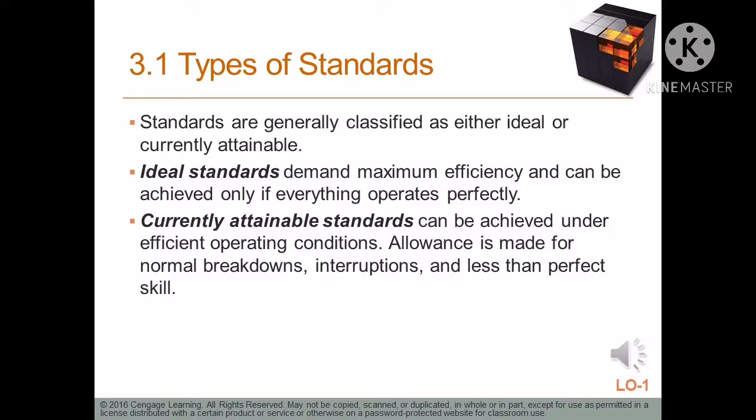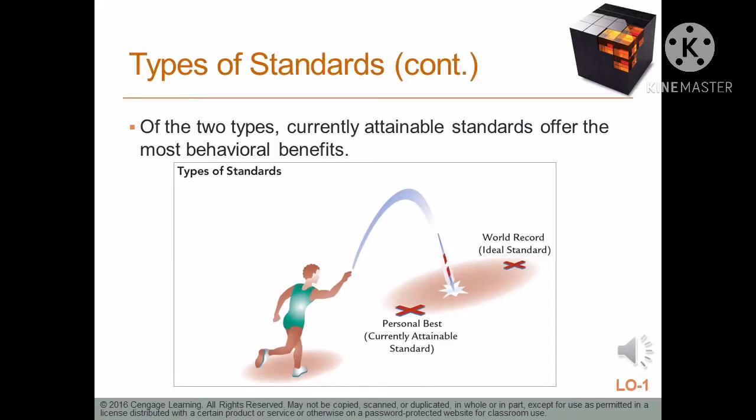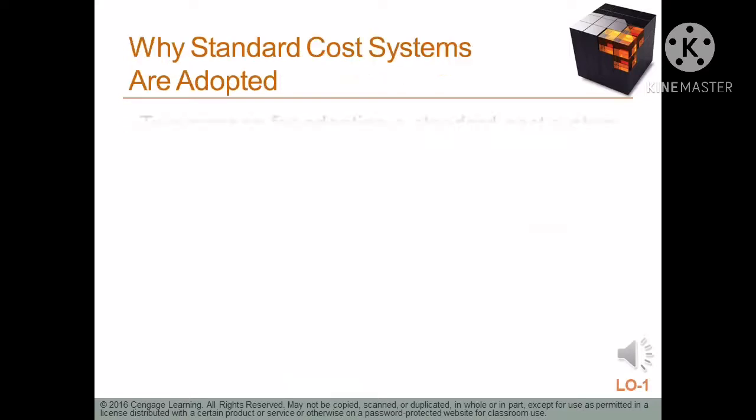Currently attainable standards can be achieved under efficient operating conditions. Allowance is made for normal breakdowns, interruptions, and less than perfect skill. Of the 2 types, currently attainable standards offer the most behavioral benefit.